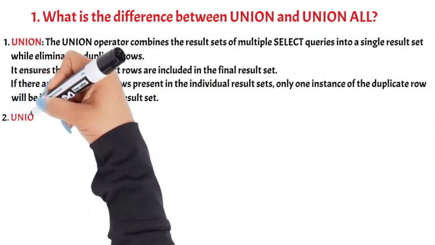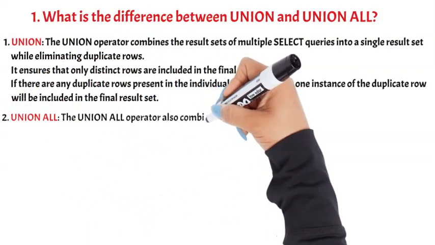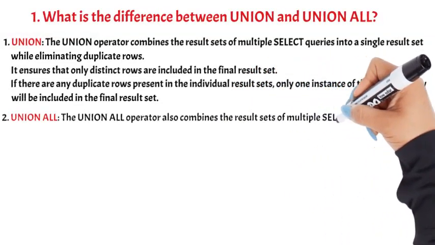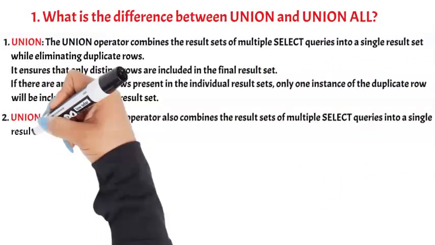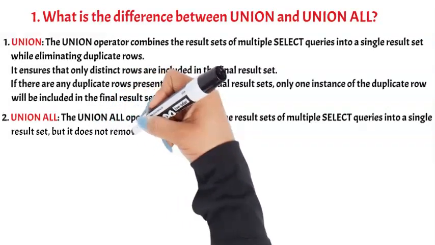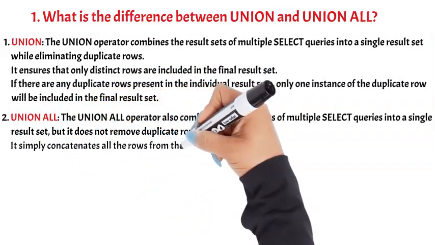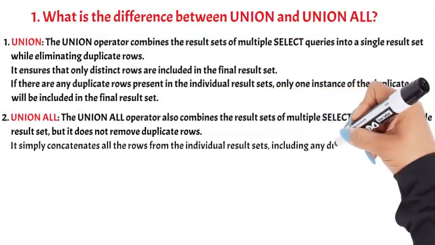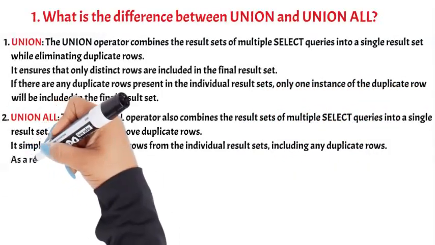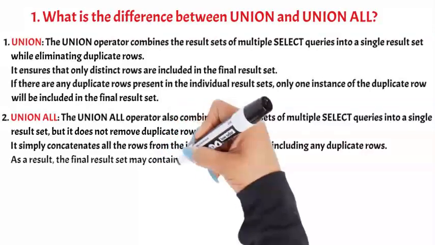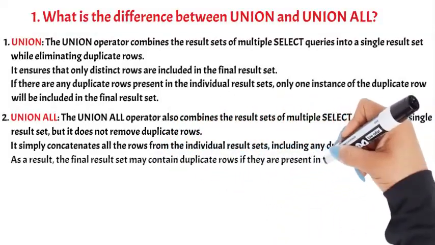2. Union all. The union all operator also combines the result sets of multiple select queries into a single result set, but it does not remove duplicate rows. It simply concatenates all the rows from the individual result sets, including any duplicate rows. As a result, the final result set may contain duplicate rows if they are present in the individual result sets.